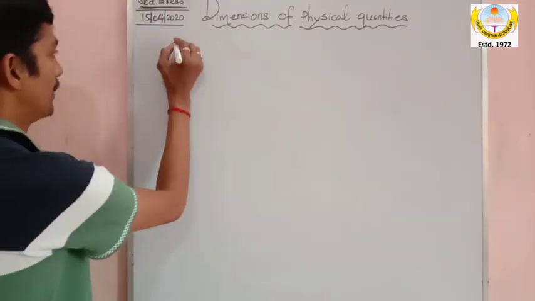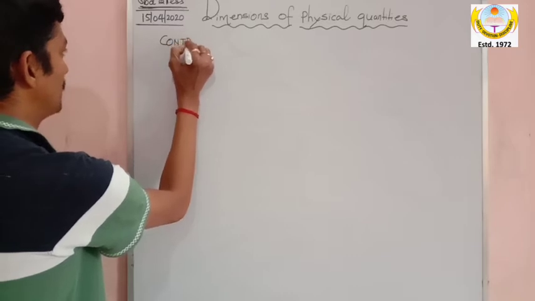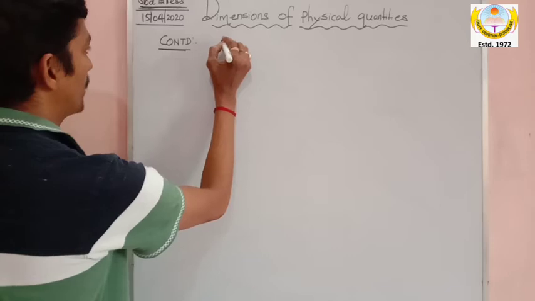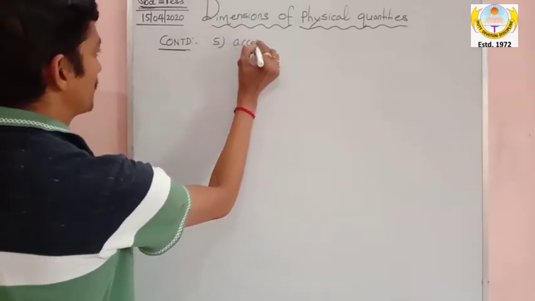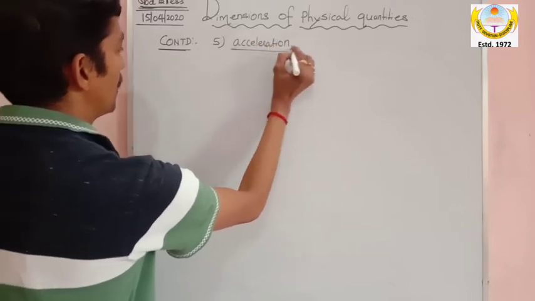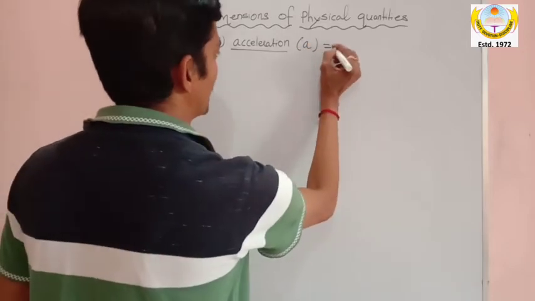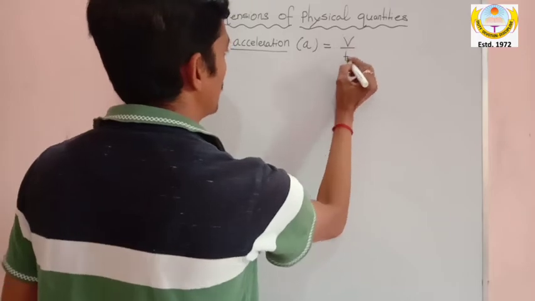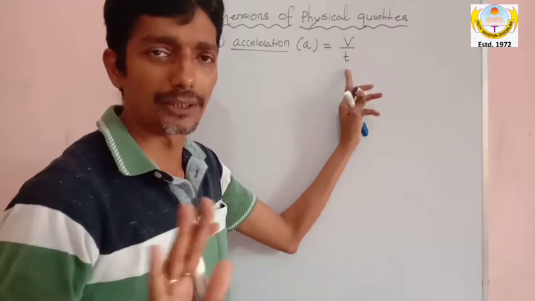Now, my dear, I'll continue here. I have written continued. So let's start with the dimension of the fifth quantity, acceleration. You all know this is denoted by A, and the derived formula for acceleration is velocity upon time, that is, rate of change of velocity.